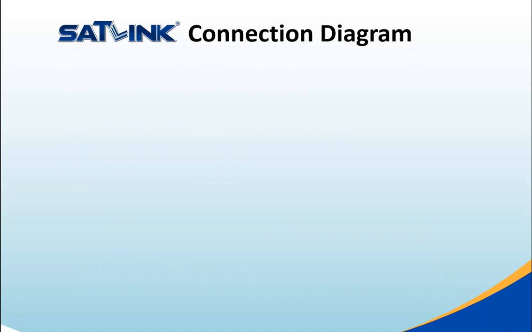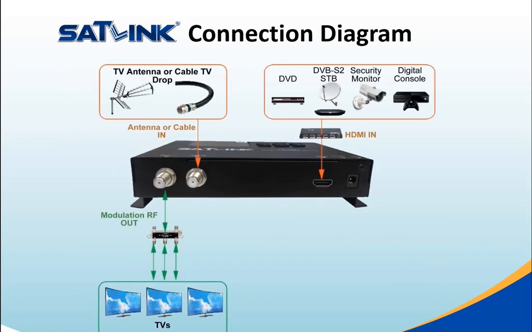SatLink connection diagram. The signal source could be from STB, satellite receiver, closed-circuit television cameras, antennas, etc. Its output signal is to be received by TVs or STBs, etc.